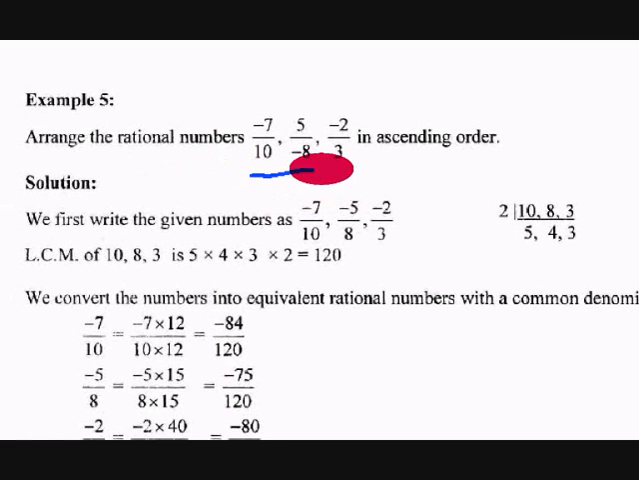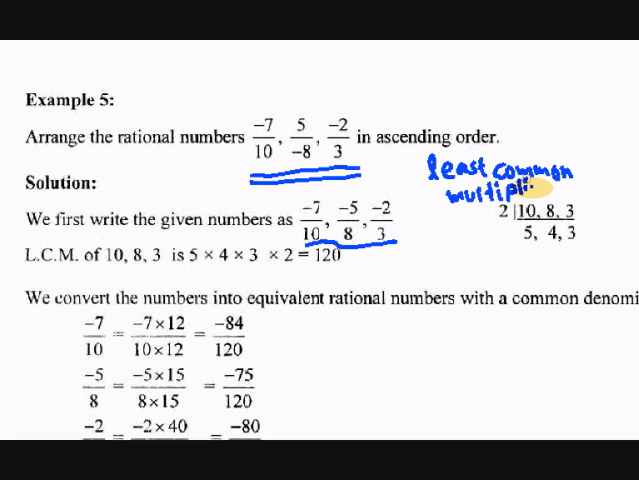Arrange the three rational numbers given in ascending order. To arrange the numbers in ascending order, we have to have a common denominator to compare. For that, we have to take the LCM. What is LCM? Least common multiple. How do we find this one? This is how we do the factorization. Together we multiply it here, 5, that is equal to 120. 5 4s are 20, 60 times 2 is 120. That is the least common multiple.